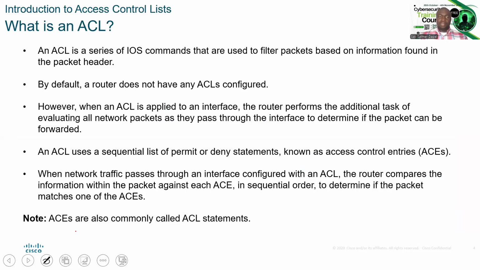What is an access list? An access control list is a series of IOS commands. When you say IOS command, we're talking about Internetwork Operating System commands. In other words, it's a command that you use on routers or switches. So it's an IOS command that is used to do what? To filter packets based on information found in the packet header.